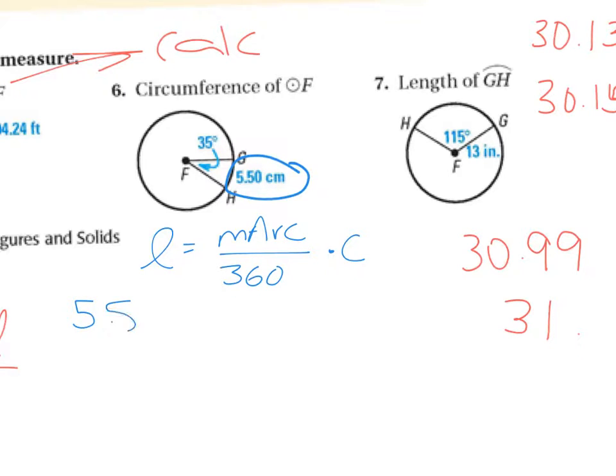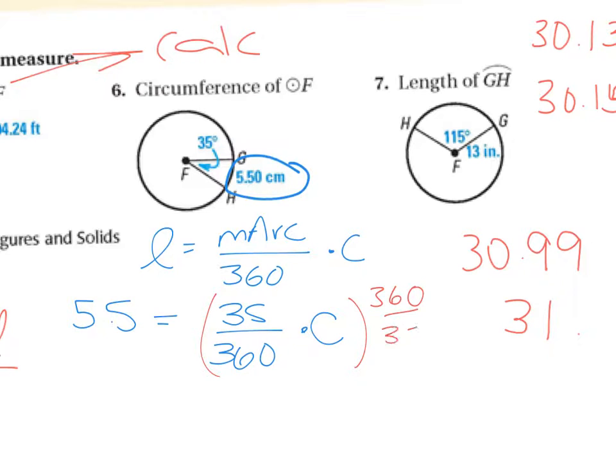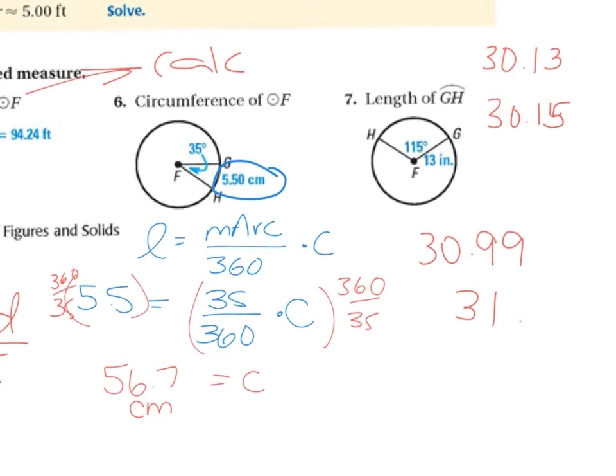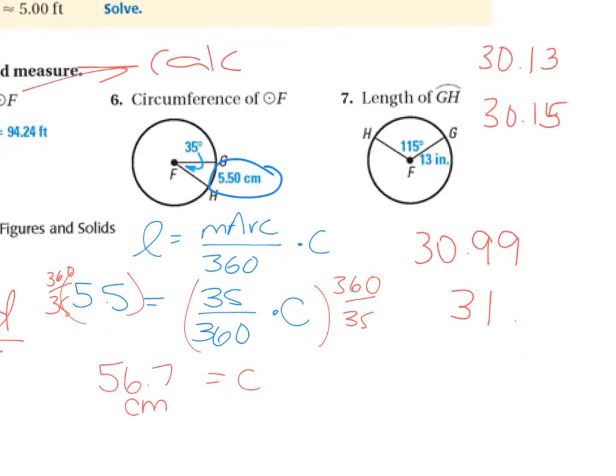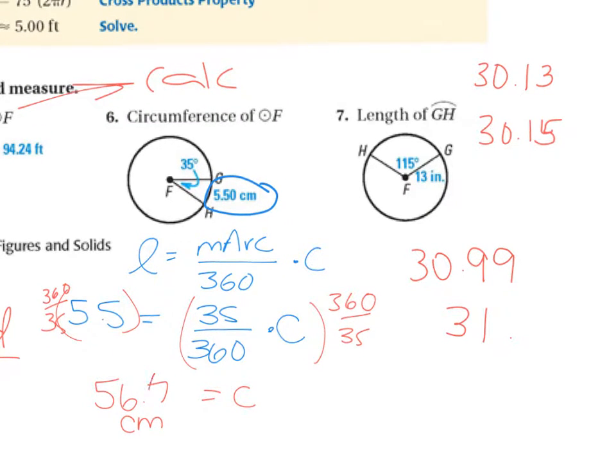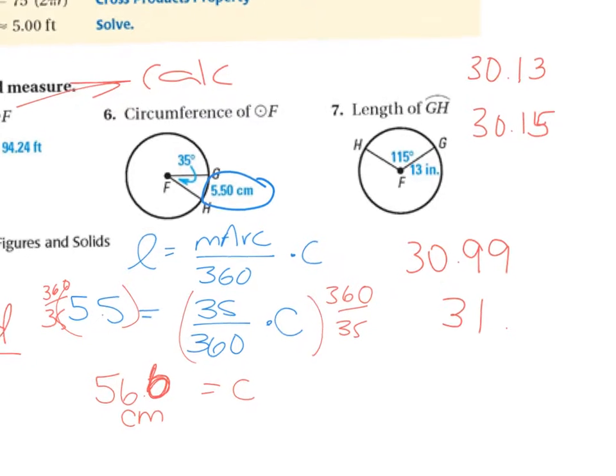If the length is 5.5, 35 over 360 times the circumference, this is one you would have on with your calculator. You can reduce the right side, or you can immediately multiply by 360 over 35 on both sides. And the circumference should have been 56.7 centimeters. 56.6. So it's technically 50. Oh, I'm sorry, that's a 5. I can't even read. It's 5.7, not. That should be 56.6. Totally read it wrong.